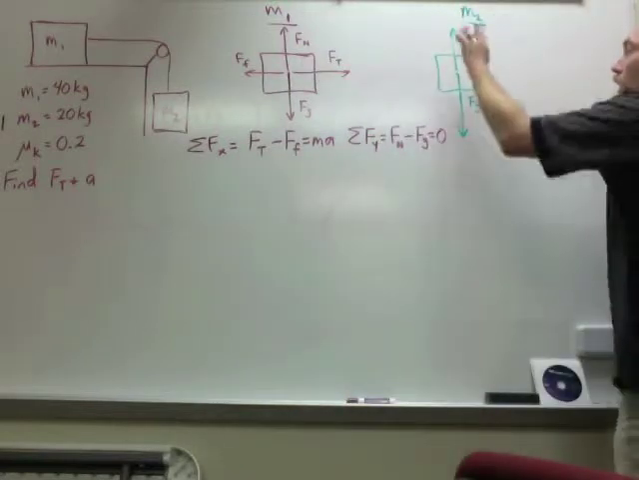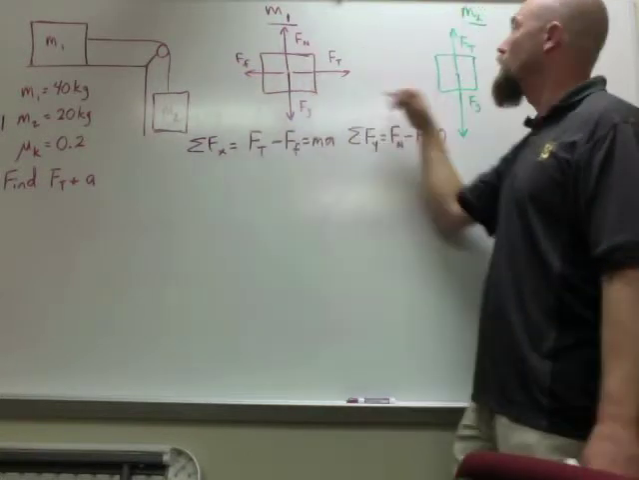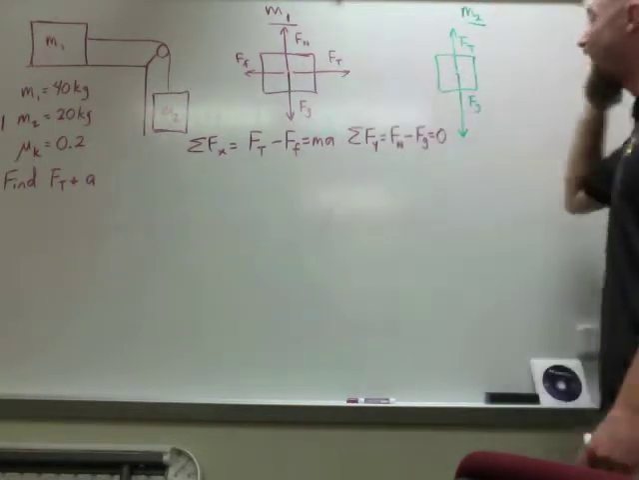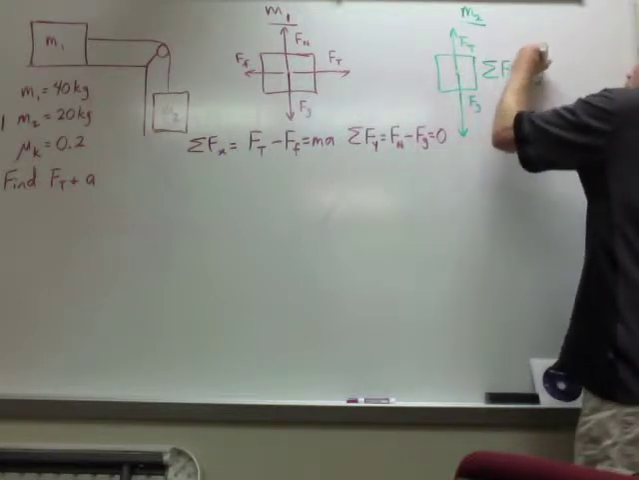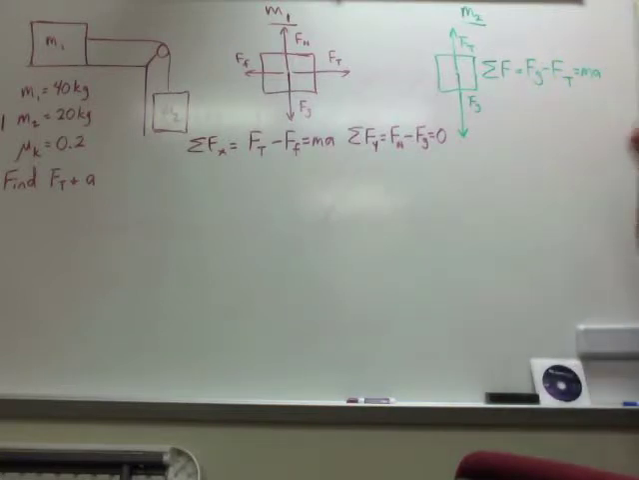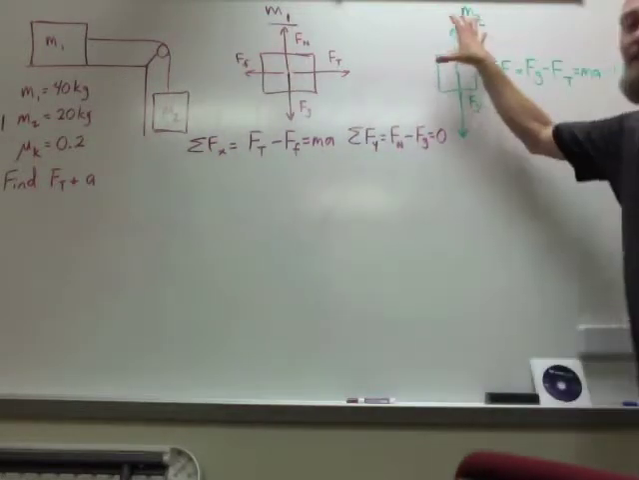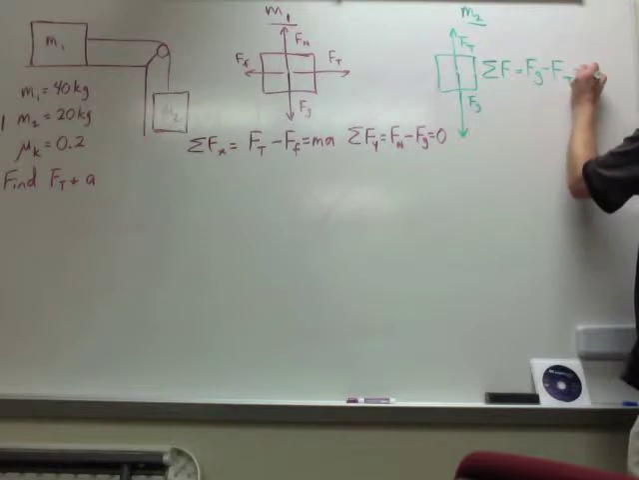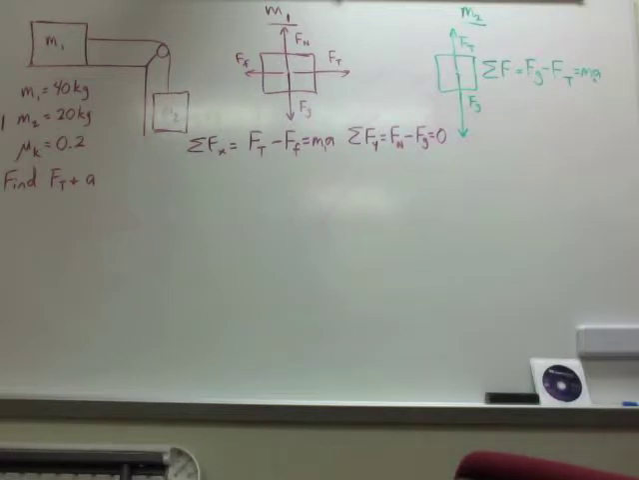For M2, well, if this one is accelerating to the right, this is really important. Which way does this one have to accelerate? That's right, down. So if this one is accelerating to the right, I have to write this equation to be this. I have to go Fg minus Ft equals ma. If I don't write it this way, it's not going to work, because if this accelerates to the right, this has to accelerate down, okay? So you have to make sure that they agree. I'll call this M2, and that has to be M1, okay?